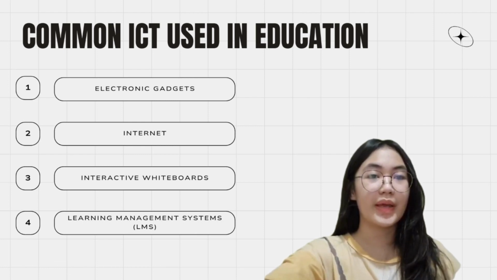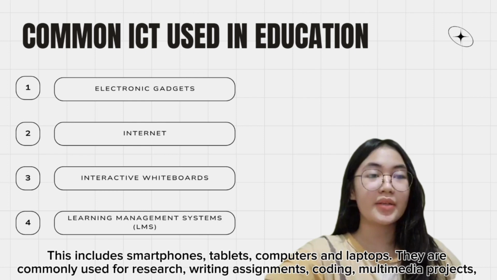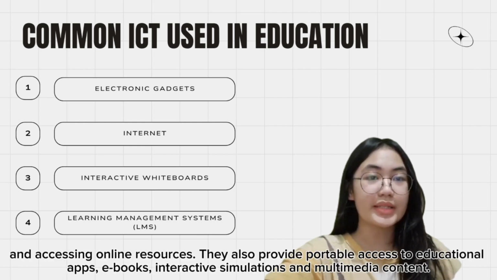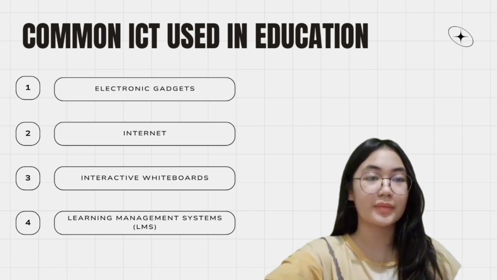Number 1. Electronic gadgets. This includes smartphones, tablets, computers, and laptops. They are commonly used for research, writing assignments, coding, multimedia projects, and accessing online resources. They also provide portable access to educational apps, e-books, interactive simulations, and multimedia content.